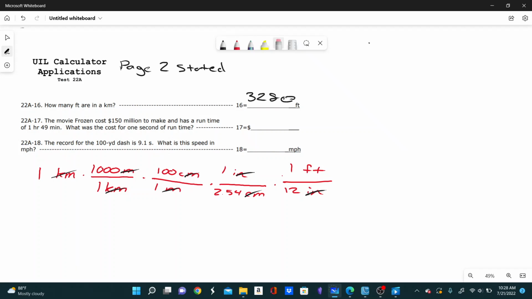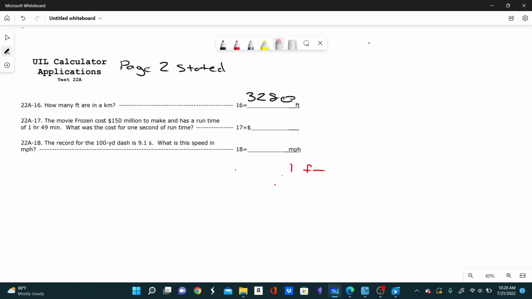All right, for the next one, number 17. The movie Frozen cost $150 million to make and has a runtime of 1 hour and 49 minutes. What was the cost for 1 second of runtime? So this problem is really looking for cost per second. So the unit kind of gives you a formula in itself. We can just take the total cost, which is $150 million, and divide it by the number of seconds.